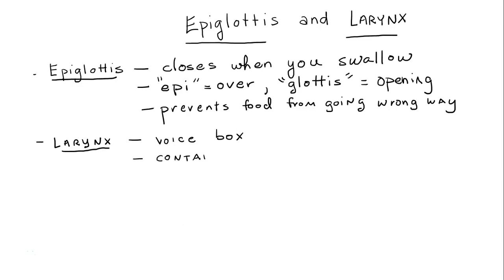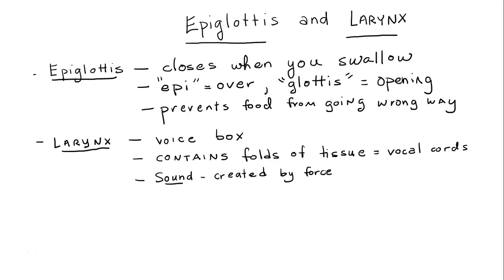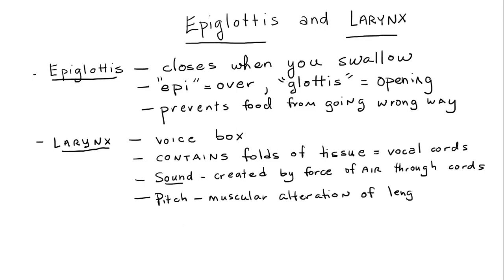And the larynx then is the voice box, okay? And it contains folds of tissue that are called the vocal cords. And sound is created when air is forced out of the lungs and passes through the vocal cords, causing them to vibrate. Pitch is created when the muscles that are surrounding the vocal cords cause an alteration in the length of the cords. And you know that you can manipulate the pitch of your voice by the muscle tension that you place on the larynx. Men, for example, have lower voices than women because they have naturally longer vocal cords.